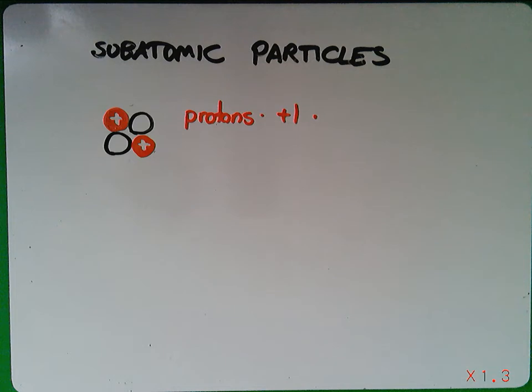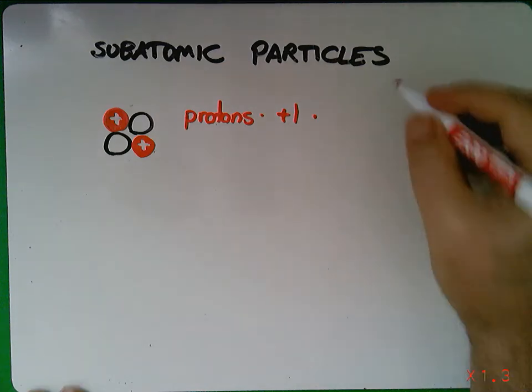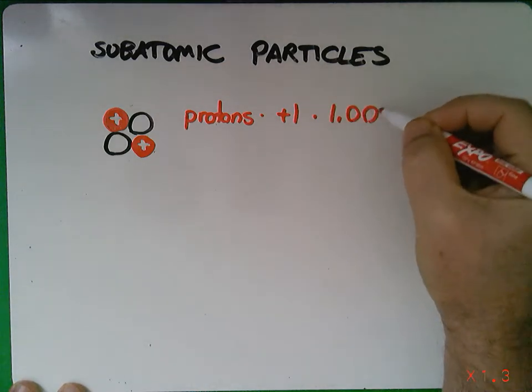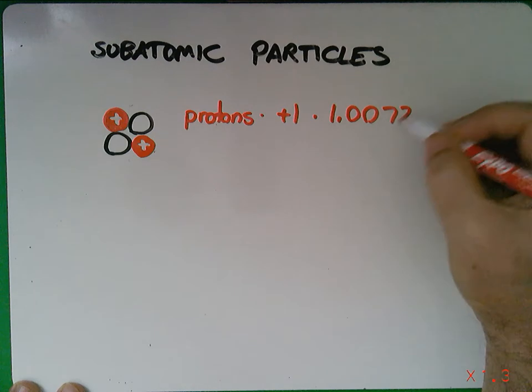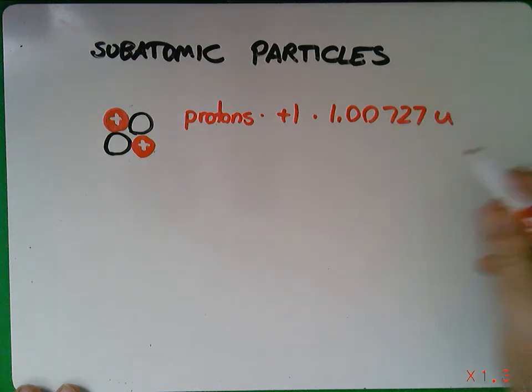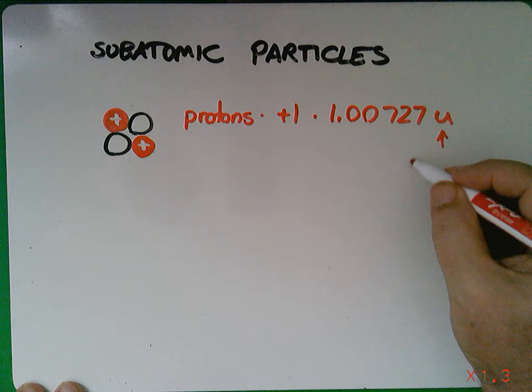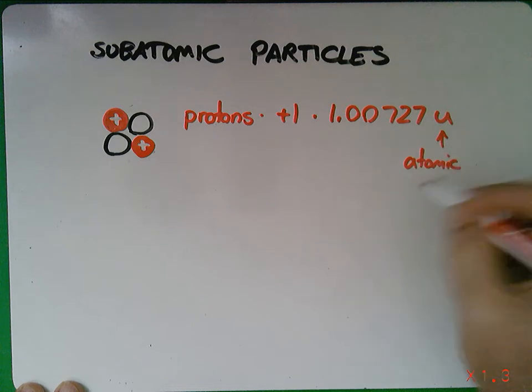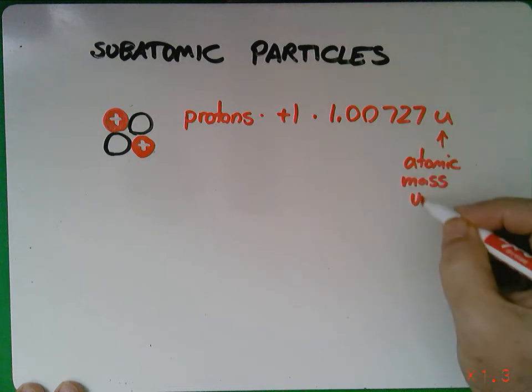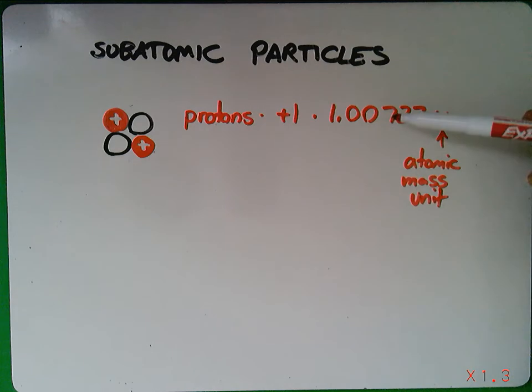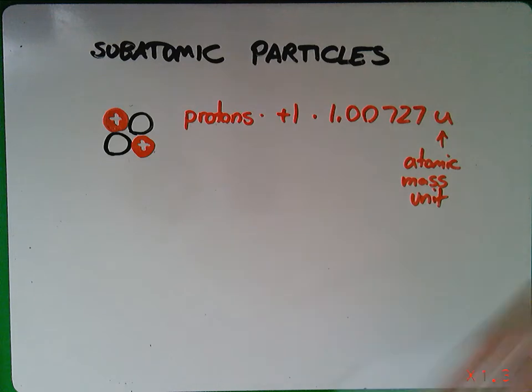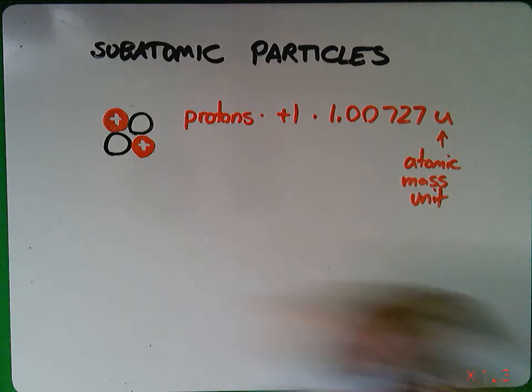Later on, those units were defined so that the proton mass is going to be about 1.00727 atomic mass units. So this U stands for atomic mass units. If you only want a couple of significant figures, you can say the mass of a proton is about 1 atomic mass unit. These other particles are electrically neutral.